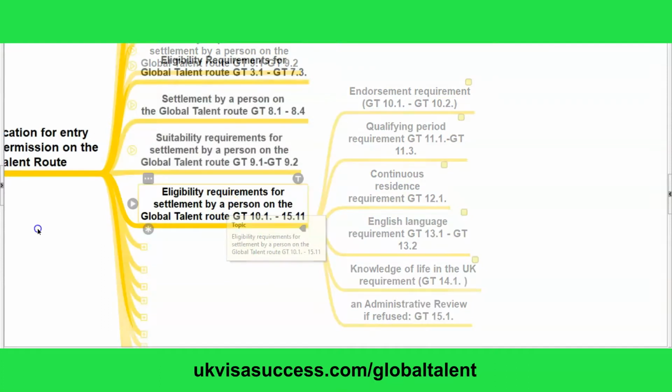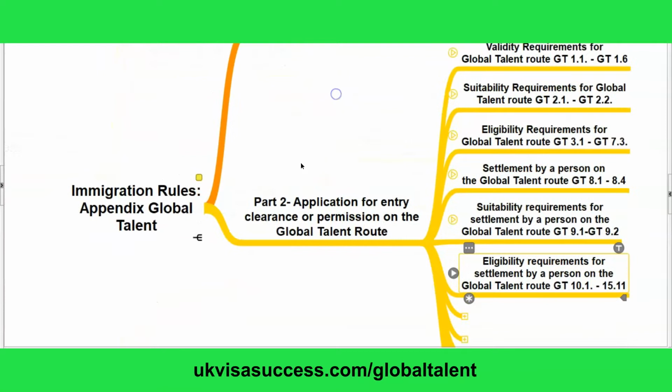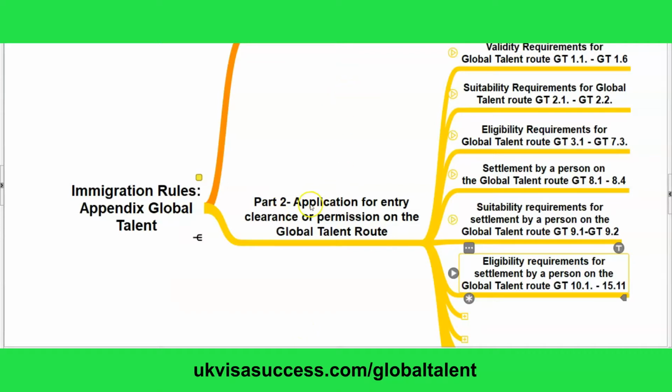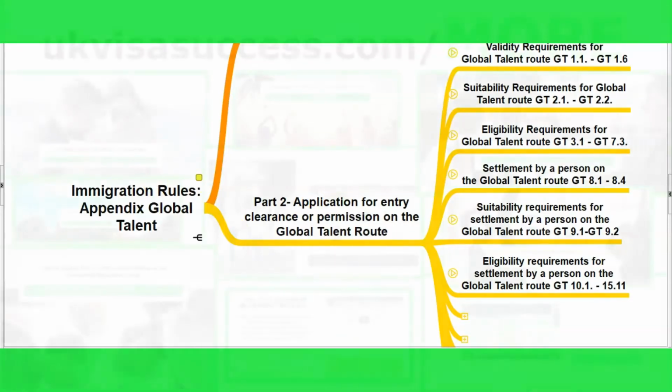And this is it, my friends. This is all we wanted to discuss in this video. So this is part 2, the visa application part for the global talent applicants. And in my next video, I'll talk about dependents.